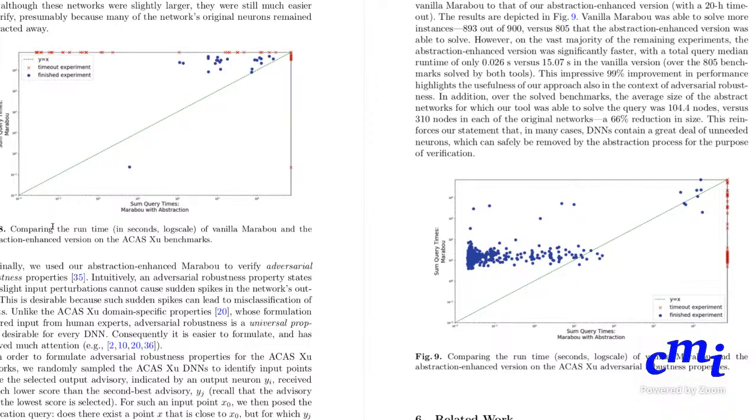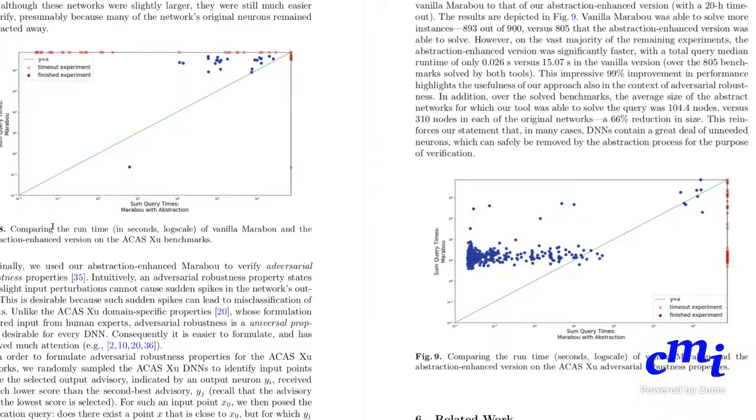Each dot, blue or red, is the outcome of running a benchmark property pair, the input instance, using Marabou with abstraction. The time for this tool is shown on the x-axis, and on the y-axis is vanilla Marabou. So if there are more blue dots above the diagonal, where both would perform equally, then Marabou with abstraction would perform better, correct?